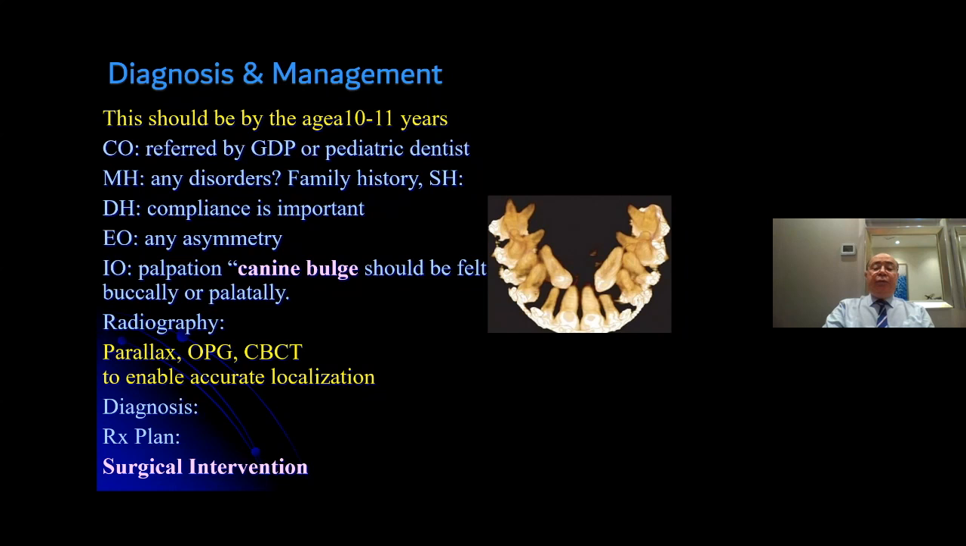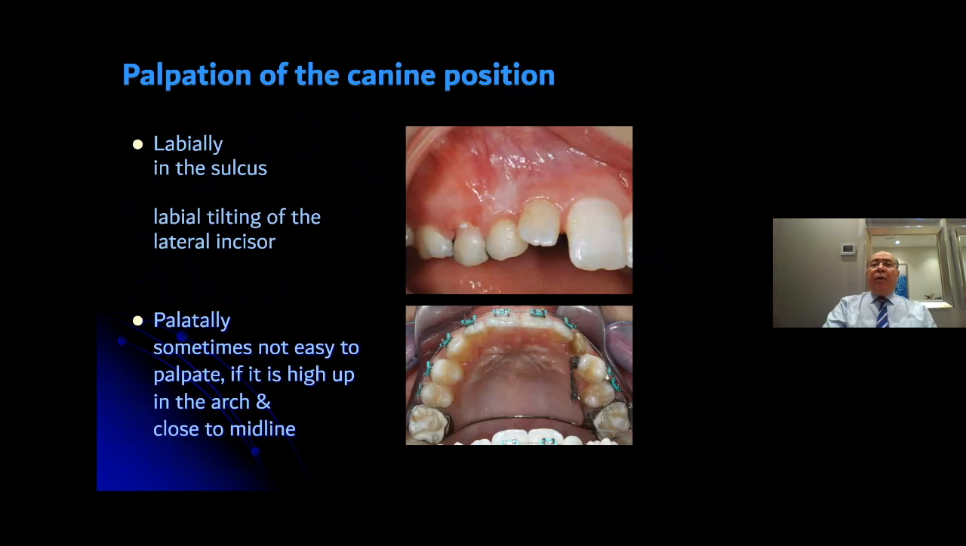Once we reach a diagnosis and the treatment plan, the surgical intervention will happen. And the one who dictates when surgery starts, again, is the orthodontist, because sometimes the initial treatment will be just a very simple extraction, not even by an oral surgeon, but other treatment can be very complicated.